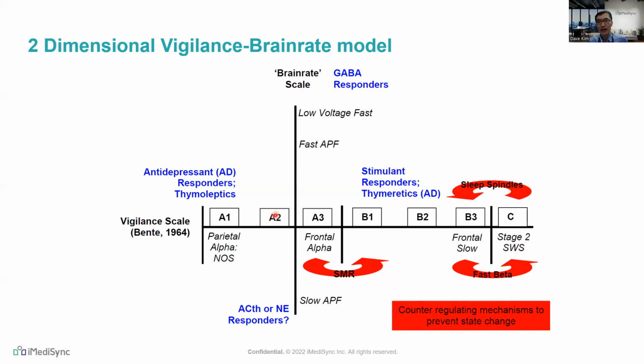In terms of neurofeedback, we can use counter-regulatory mechanisms of brain rhythm. SMR, sensory motor rhythm generated at the sensory motor area, can prevent a state change from A3 state to B state, which is very useful for the frontal theta dominant ADHD. Also useful for cognitive decline, which I will show later. Sleep spindle helps to keep a deep sleep in C state, while fast beta can prevent a state change from B state to C state.